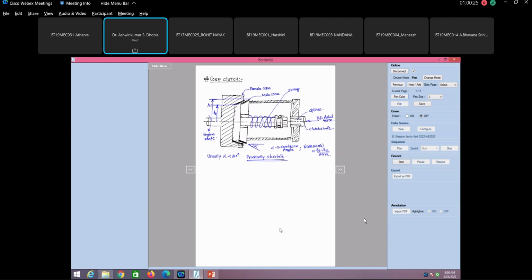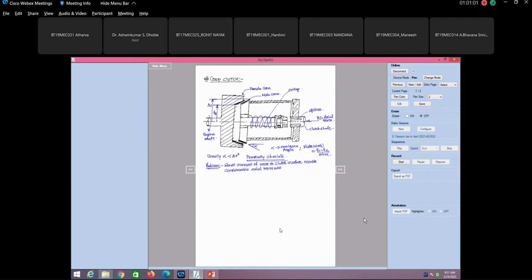So the problem with this cone clutch is that a small amount of wear on the clutch surface results in considerable axial movement.